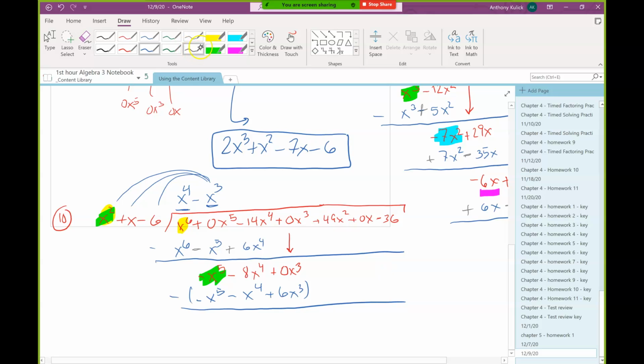And then we'll distribute our negative. So negative of a negative gives me a positive. And negative of a negative gives me a positive. And negative of a positive. So then we add or combine these like terms. So negative x to the 5th plus x to the 5th is 0. Negative 8x to the 4th plus 1x to the 4th is negative 7x to the 4th. 0x cubed minus 6x cubed is just negative 6x cubed. And we'll bring the next piece down.